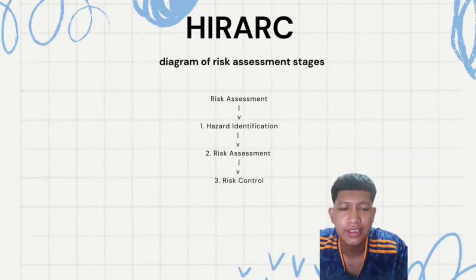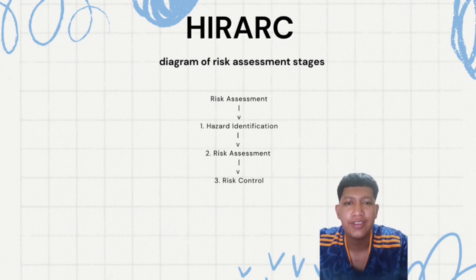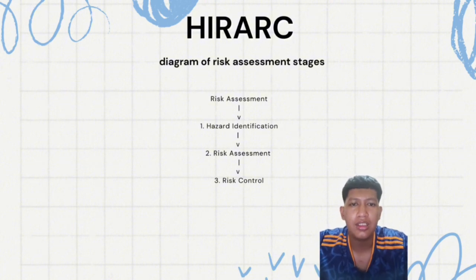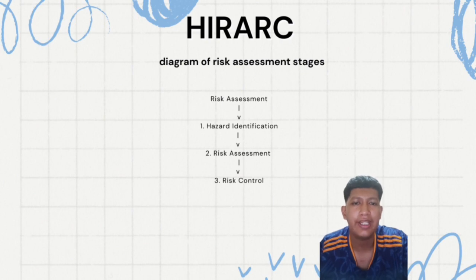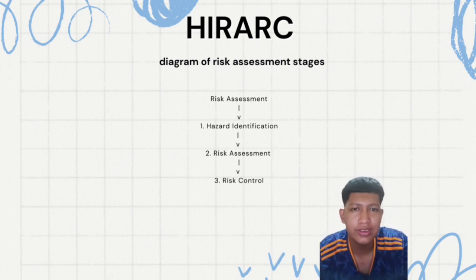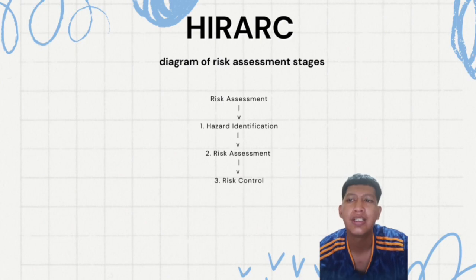Diagram of risk assessment stages. First, hazard identification. Purpose: identify potential hazards that could cause harm in the workplace. Activities: conduct inspections and walkthroughs of the workplace, review incident reports and historical data, engage employees to identify known and potential hazards.